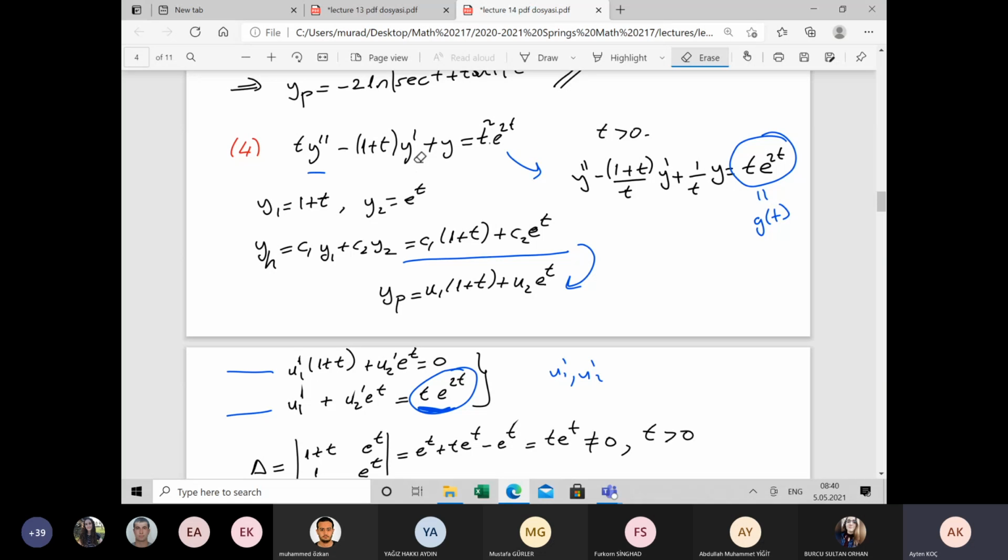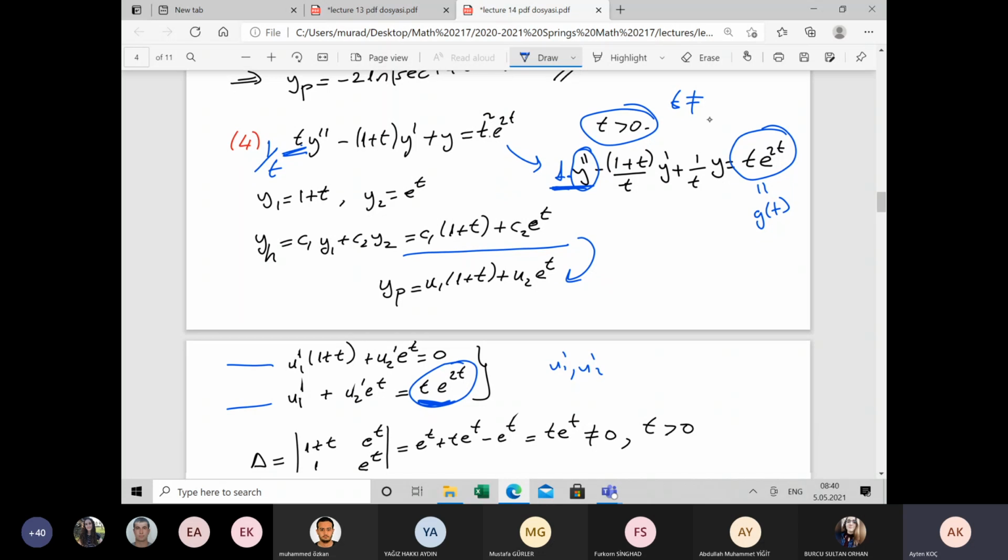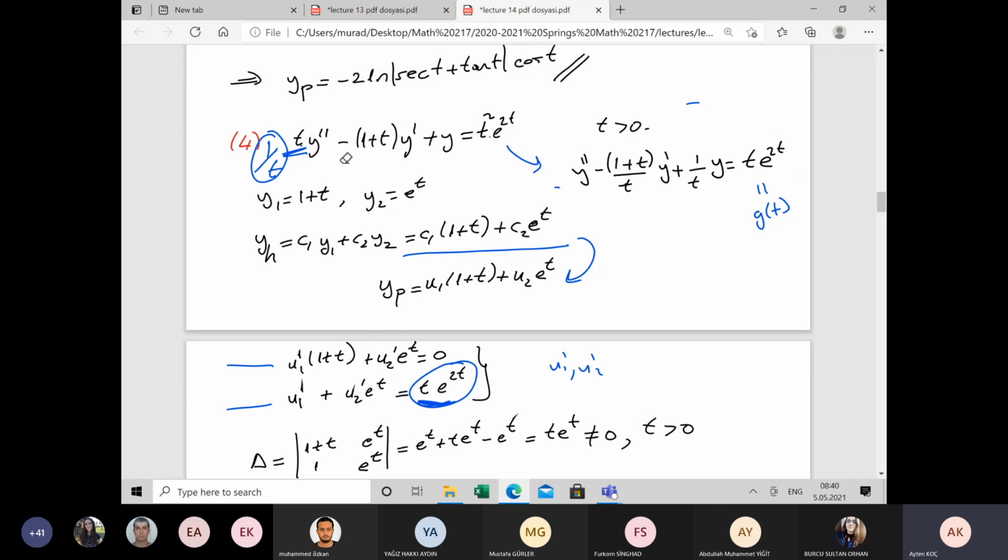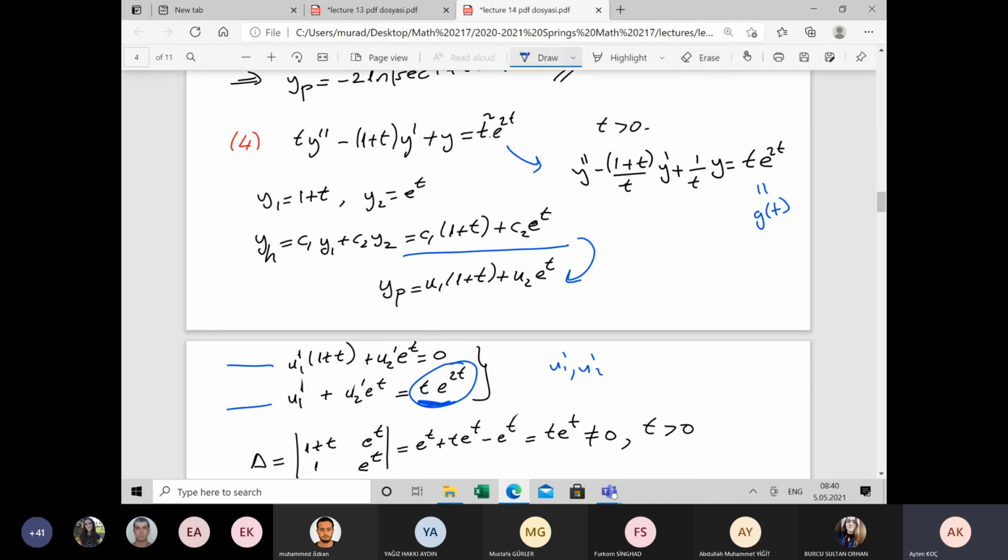Standard form means the coefficient of y double prime should be 1, but here it is not 1. To get the coefficient of y double prime equal to 1, we multiply by 1 over t. Since t is greater than 0, t is not 0, so 1 over t is defined and it is possible to multiply. Then we obtain the standard form of our equation.